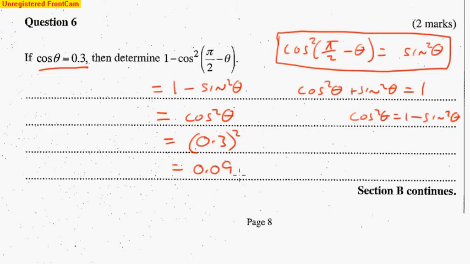It's 0.3. So this is the same as 0.3 squared, which is 0.09. And we've done it. It's only worth 2 marks, this question. And there's a couple of things you've got to use. A relatively hard earned 2 marks, I think.